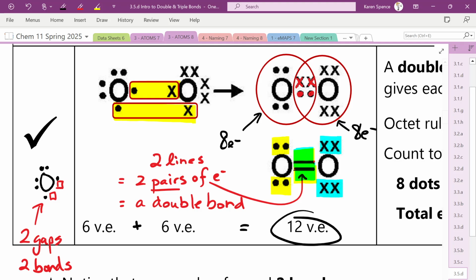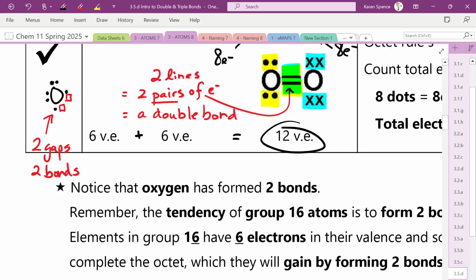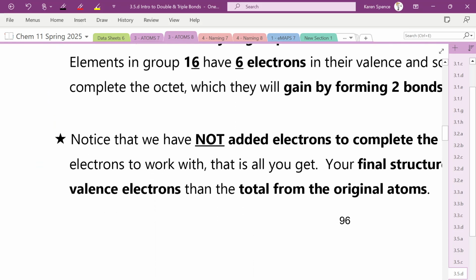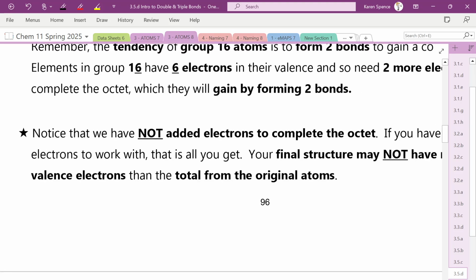Yes? And how many bonds does oxygen have in this structure? 2 bonds, which is what it likes to have. I will be honest with you, there are occasions when oxygen has 3 bonds, but it's unusual, okay? And we have tricks for dealing with it when it's not normal. So oxygen has formed 2 bonds. There we go. We did not add electrons to complete the octet.